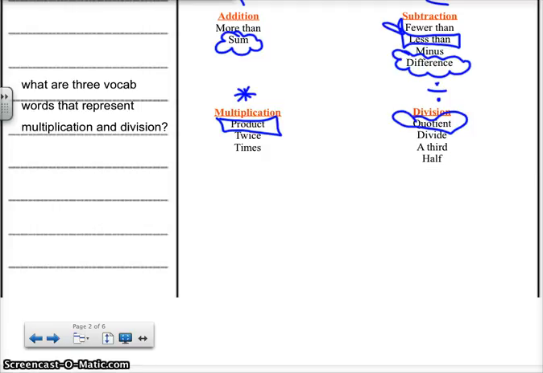Okay, so look at this question. What are 3 vocab words that can represent multiplication? Well, there they are. And this is where you're answering it kind of in your brain, like, oh, definitely product, times, twice. Division. What are 3 vocab words that represent division? So that's kind of a study tool for you.